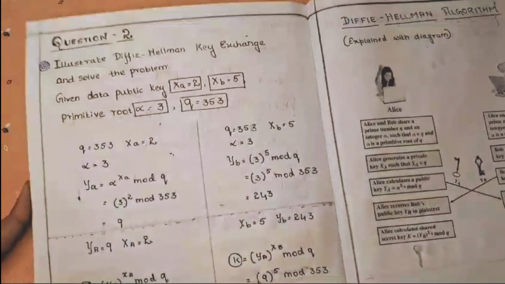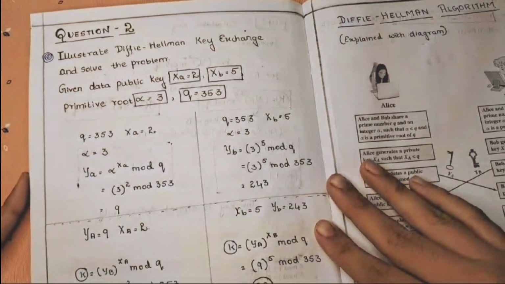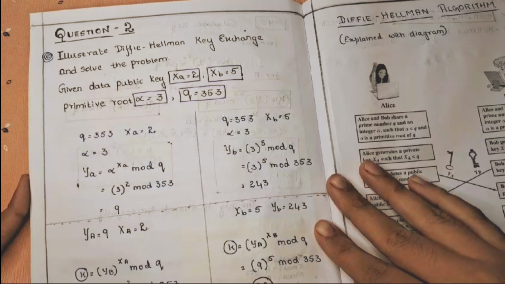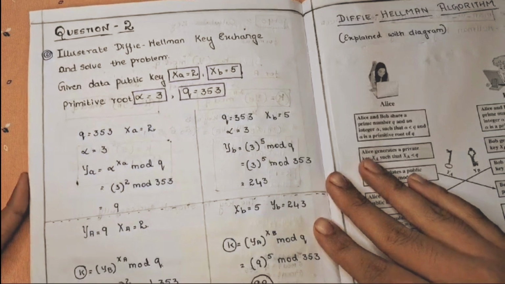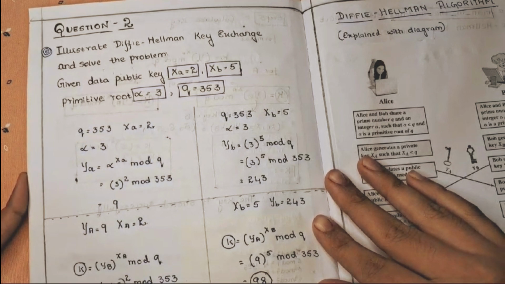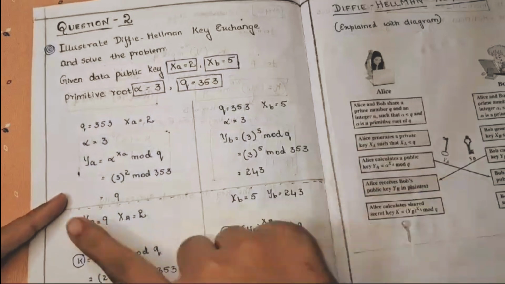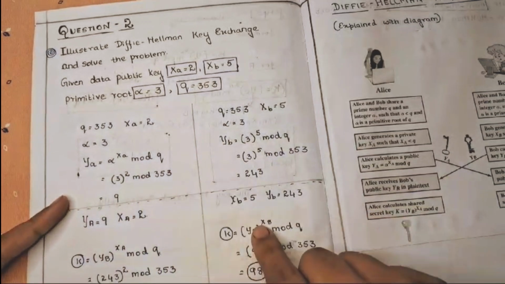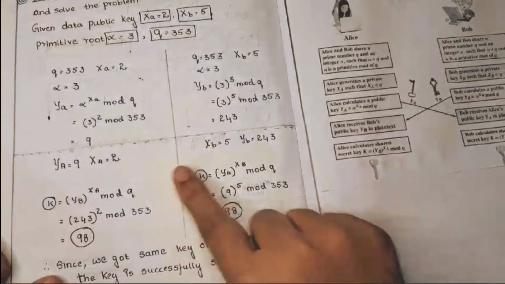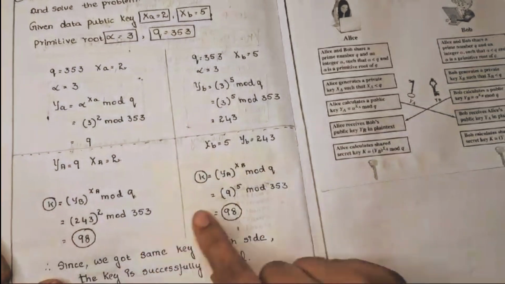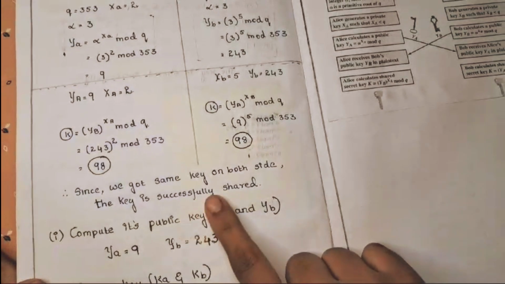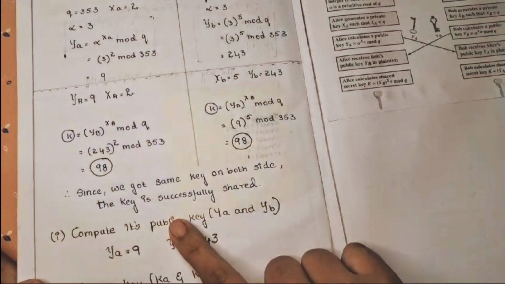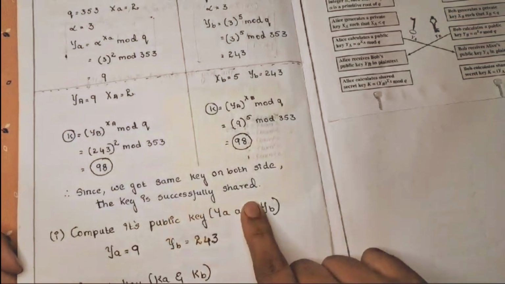Okay, so this is a small question. So let us start solving it. Illustrate Diffie-Hellman key exchange and solve this problem. So they have given the XA, XB, alpha and Q values. So we are going to calculate the public key of A, public key of B. Then we are going to exchange the public keys, and by using these exchanged public keys, we are going to calculate the key values. Since we got the same key value, the key exchange is successful.